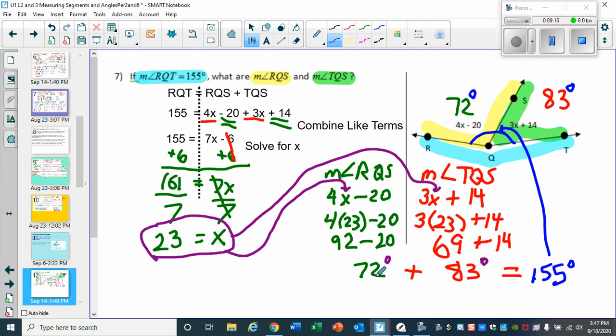Then check to make sure, add your two numbers, 72 plus 83, we get 155 for a total. That's for the overall angle between the ray RQ and QT. So 155, I'm sorry, is the overall measure from the ray RQ to the ray QT. And then once you add them up, 72, 83, 155. All right, numbers add up, we're good to go. Always check your work.